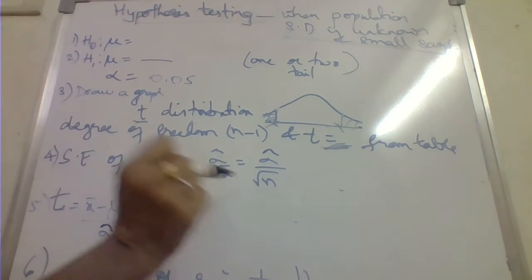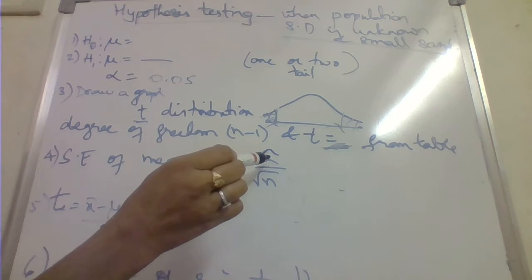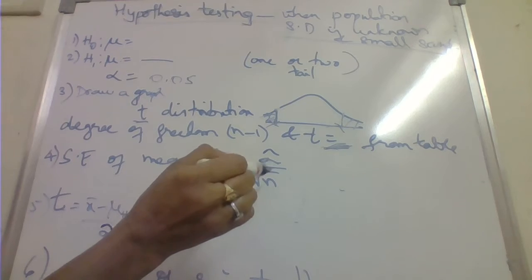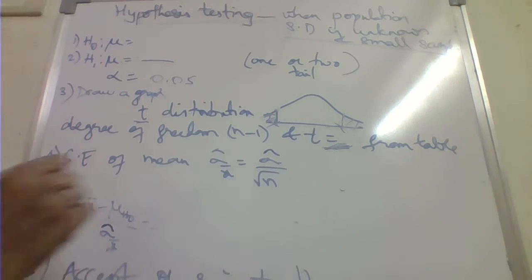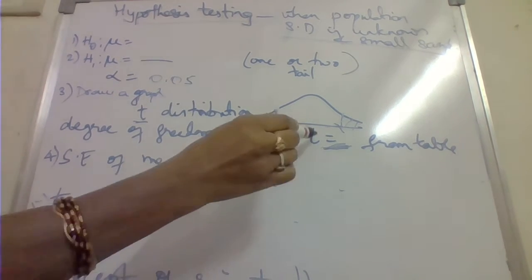Next step, you have to find the standard error of mean. So whatever standard deviation is given, just use it as the standard deviation of the population. So put a cap, sigma cap by root n. Then next step, you have to find the value of t. After you find the value of t, compare this t with this t.